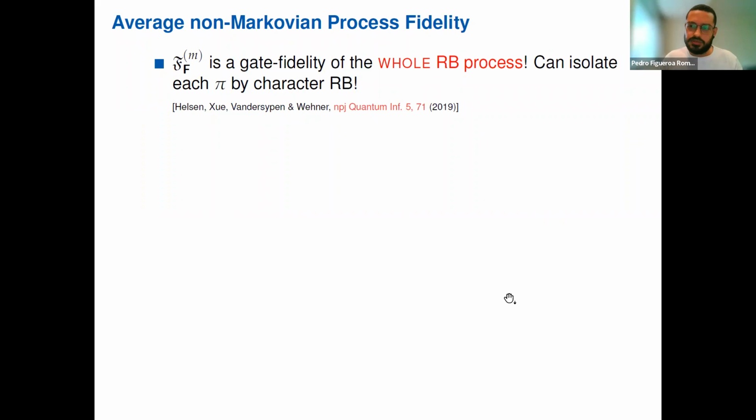Now, some points to clarify when you do this as well. This gate fidelity is a gate fidelity of the whole randomized benchmarking process, which is different from the usual Markovian case, because in the Markovian case, if it's time independent, then you get the average gate fidelity for the single noise that would be the same across the whole process, but you can also get gate fidelities for arbitrary sequence lengths, which you cannot do here. You have to consider all of the process. But that is a feature of non-Markovianity, because you cannot isolate just particular steps. You have to consider the whole process.